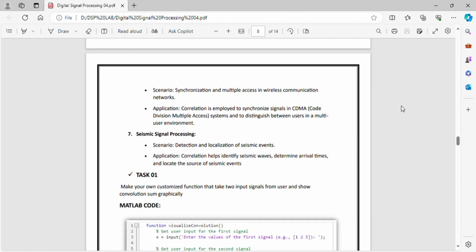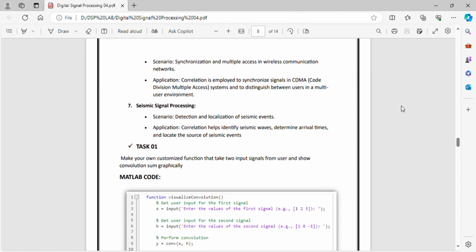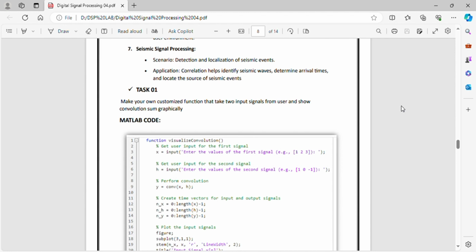Task one is to make your own customized function that takes two input signals from the user and shows the convolution sum graphically. Name the function visual convolution. To get the user input for the first signal, x = input, enter the values of the first signal, for example 1 2 3 4 5 and so on, and get user input for the second signal, h = input, enter the values of the second signal.